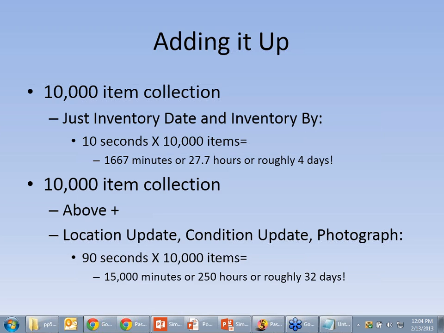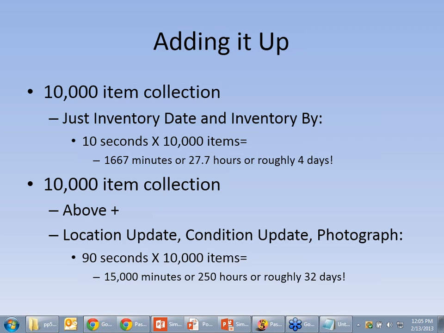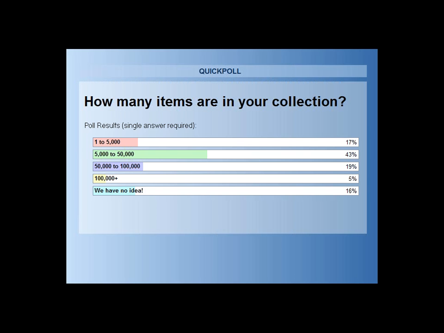All right, so let me hide that poll, and we're going to launch a second poll. How many items are in your collection is going to be this next poll. Let me launch that real quick. It gives us a decent indication of the size of your organization, or at least the size of your collection. All right, looks like about 90% are in. So I'm going to go ahead and close the poll, and then I'm going to share the results.